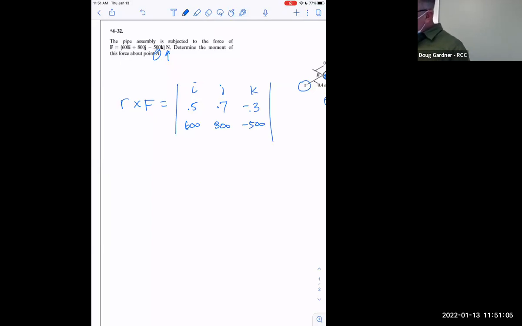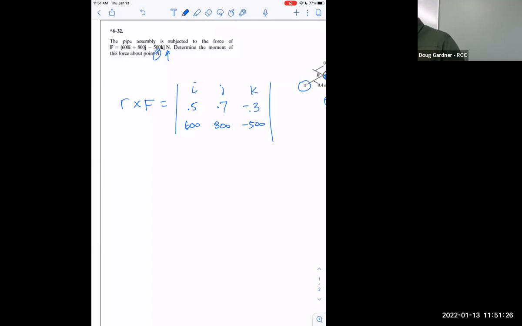Notice they said determine the moment of this force about the point. So again, that's a little nebulous. What are they asking for? Well, they weren't really specific, so I'm just going to leave it as a vector because then it can be done sooner. If they said, what's the magnitude of the force, then I would have to do the Pythagorean theorem on my answer.